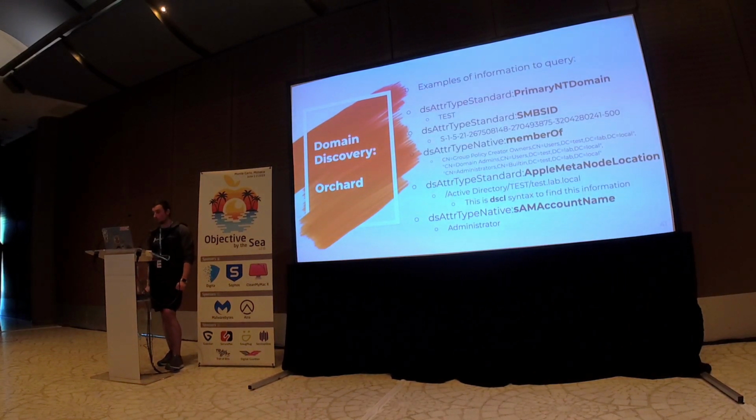But here's an example of going through. One of the annoying things about Open Directory for Apple is it has all these prefixes of whether something is a standard type or a native type. And these also come into play whether things are cached or not. So you can see here just doing a quick query against a computer that's joined to the domain called test.